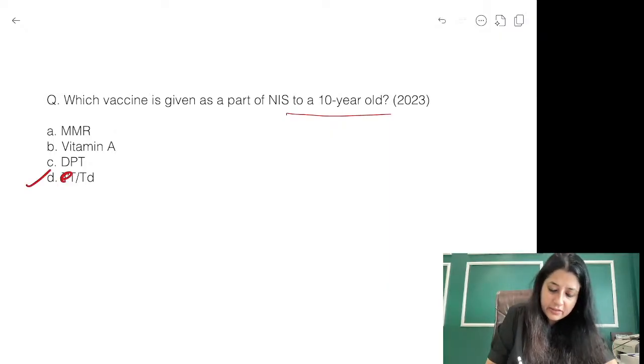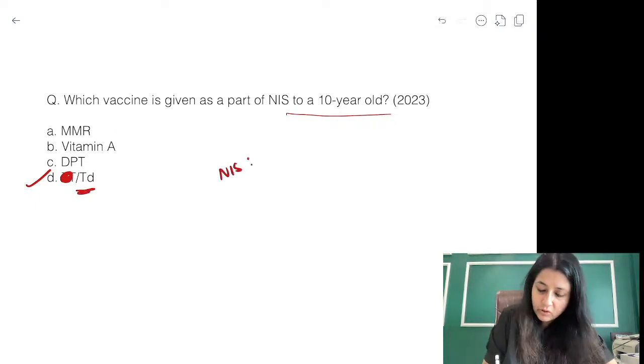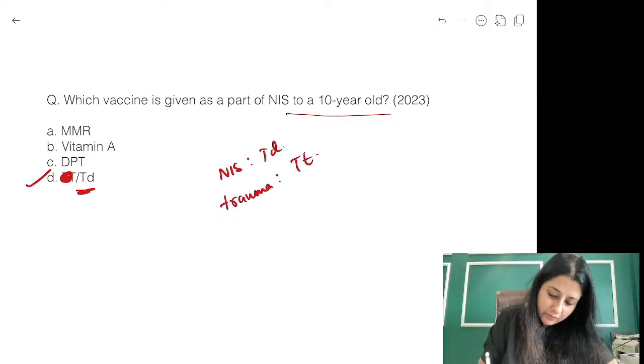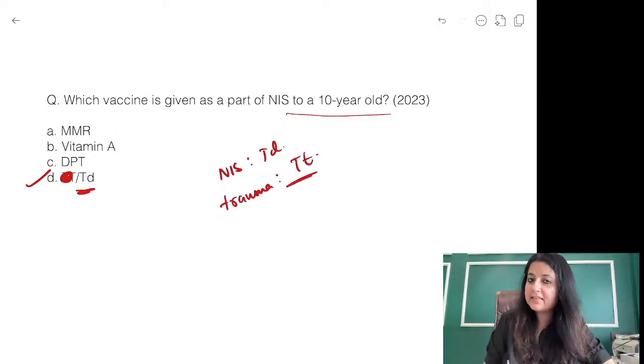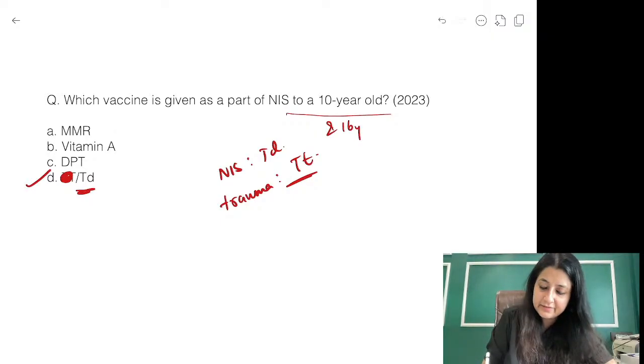Very good. Actually don't say TT, it is TD vaccine. In NIS it is TD vaccine. If you talk about trauma case, it is TT vaccine. Clear? NIS में you always give TD vaccine. TD vaccine is given at 10 and 16 years.